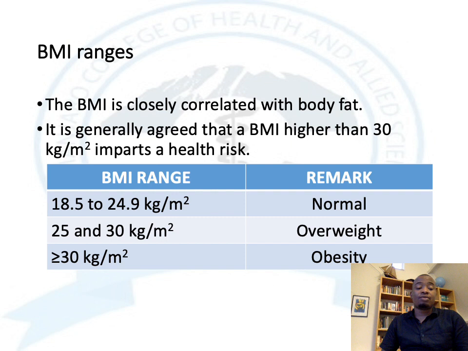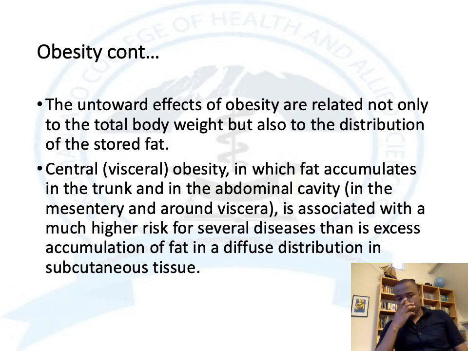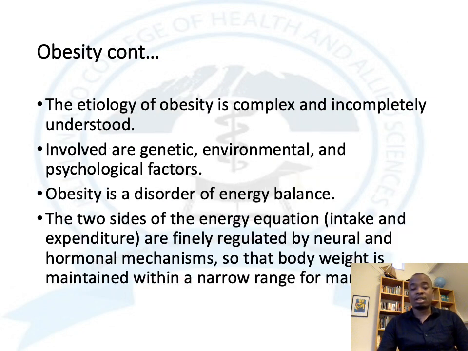So a BMI of 18.5 to 24.9 is normal, 25 to 30 is overweight, and greater than 30 is obese and is dangerous. The untoward effects of obesity are related not only to total body weight, but also to the distribution of the stored fat. In central or visceral obesity, fat accumulates in the trunk, in the abdominal cavity, in the mesentery and around viscera. It is associated with a high risk of several diseases, unlike excess accumulation of fat in a diffuse distribution in subcutaneous tissue.